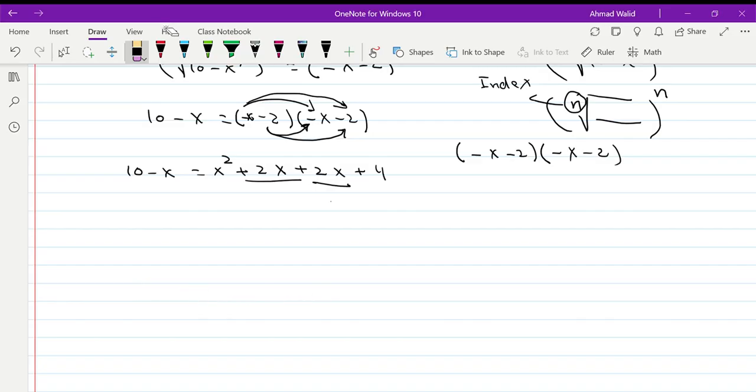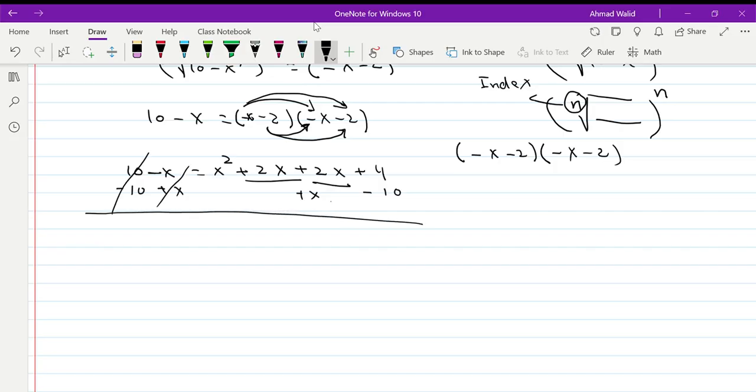Look at here. I have 10 minus x, not 10x. I didn't see this big negative sign. Then subtract 10 and add x. Subtract 10 and add another x. Then x squared, positive 2x, positive 2x. 4x plus x gives you 5x. Positive 4 and negative 10 gives you negative 6 equals 0.